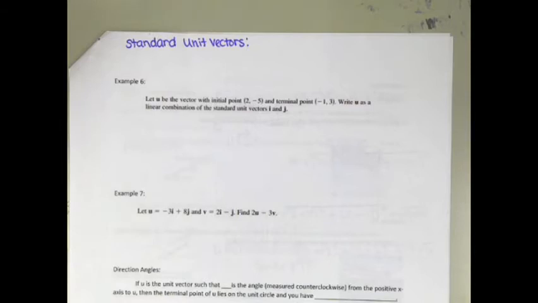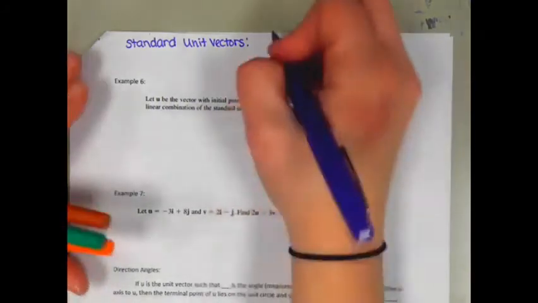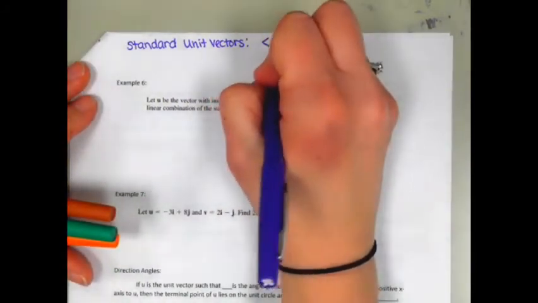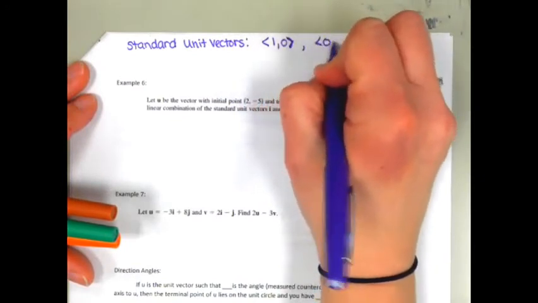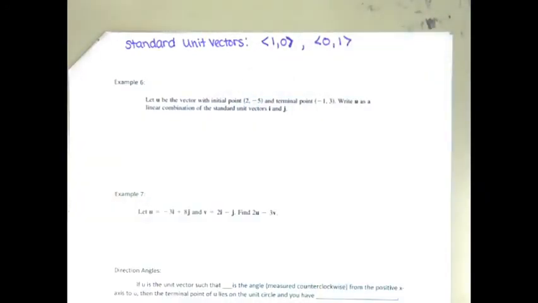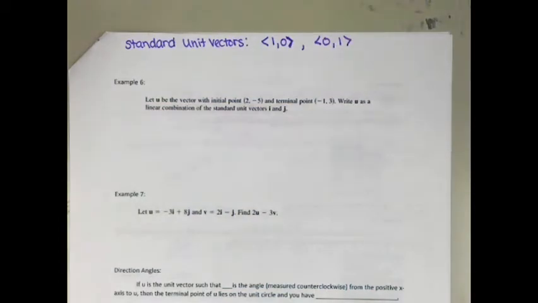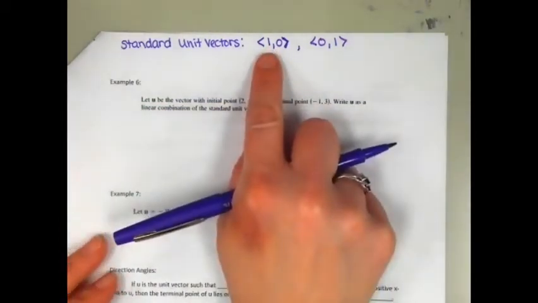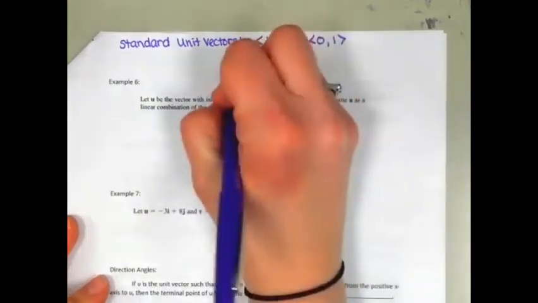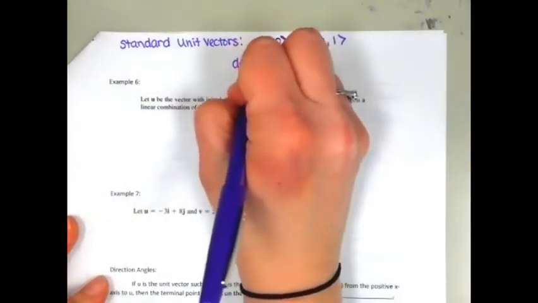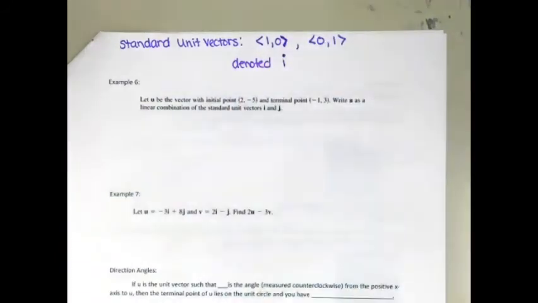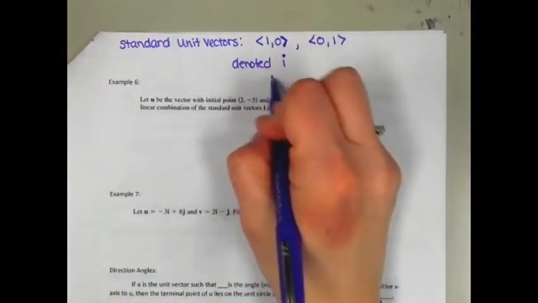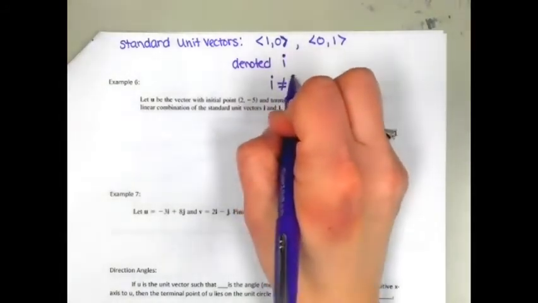All right, standard unit vectors. Okay, standard unit vectors are just the vectors 1, 0 and 0, 1. Okay, those are your standard unit vectors. 1, 0 is actually denoted as i. Make sure, guys, this i is not the same as this i. Why?